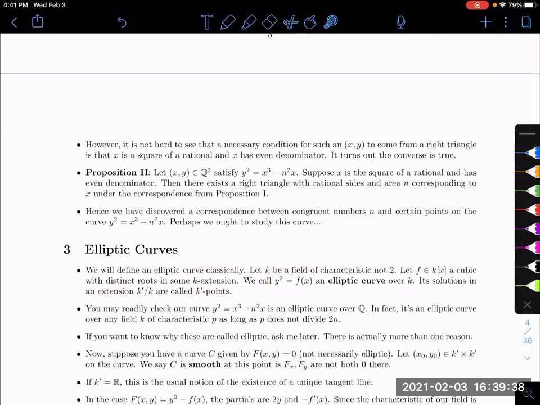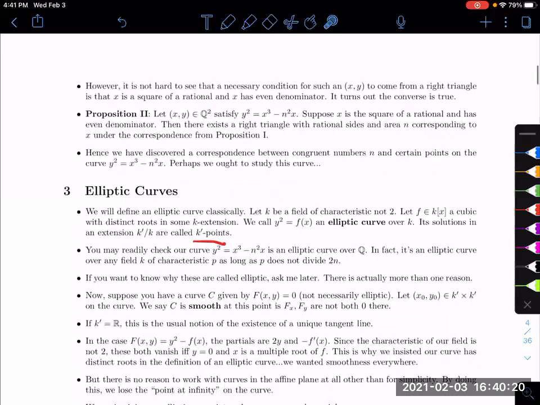And you can talk about the solutions to this curve, but more precisely, you can talk about where the solutions live. In which field do they live? They don't all have to live in K, right? Unless K is algebraically closed, they might live in some extension of K. The solutions in a field extension K prime over K are going to be called K prime points. So if your solution happens to live in K itself, we would call those K points. So if K is like the rationals, we would say the solutions that live in the rationals are Q points or rational points.